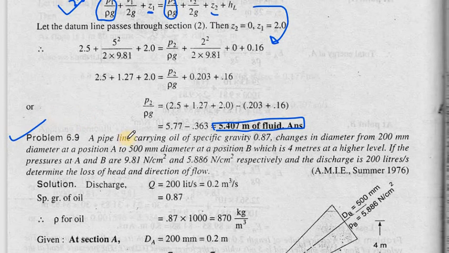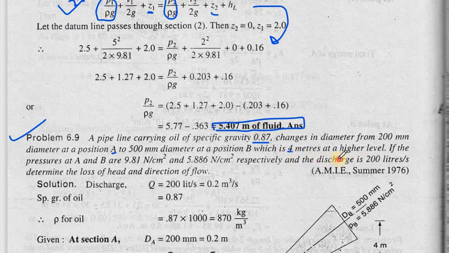The next numerical is what? A pipeline carrying an oil of specific gravity 0.87. So a pipe is provided which, this time, is not carrying water, it is carrying oil which has a specific gravity of 0.87. It changes in diameter from 200 mm at position A to 500 mm at position B. So a pipe is initially having a diameter of 200 mm, and after some length it has a diameter of 500 mm. The first point A is 200 mm, the second diameter, changing at point B, is 500 mm, at a height of 4 meter.